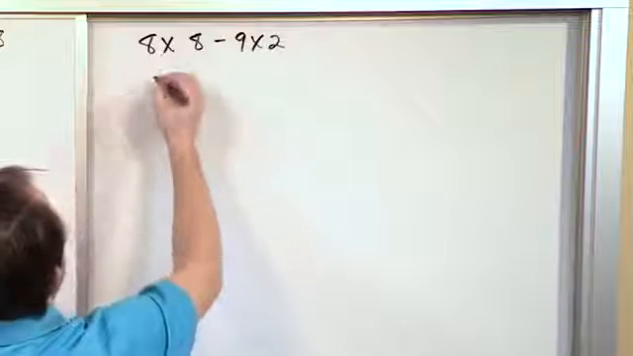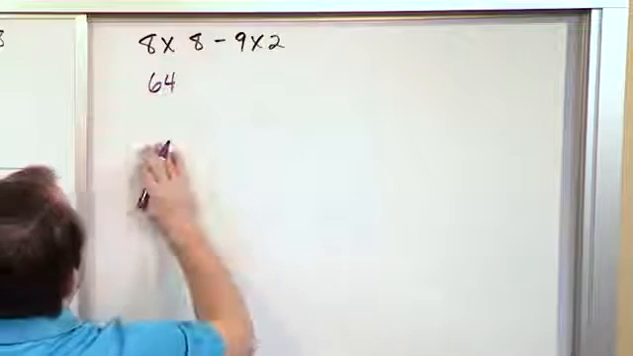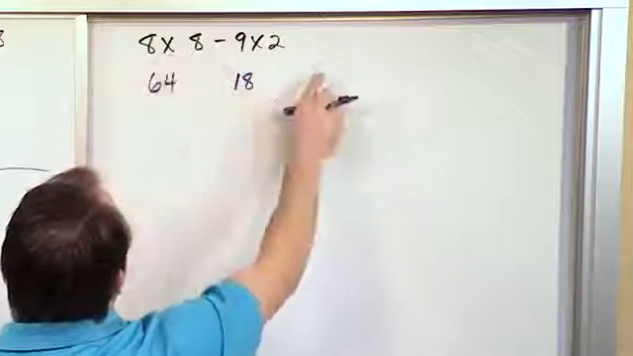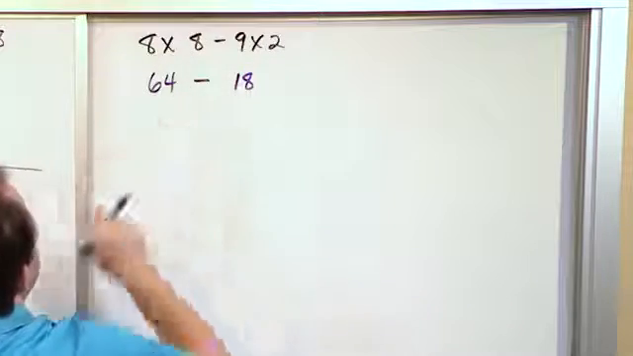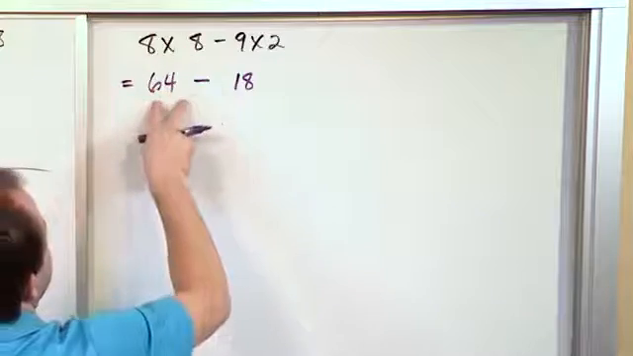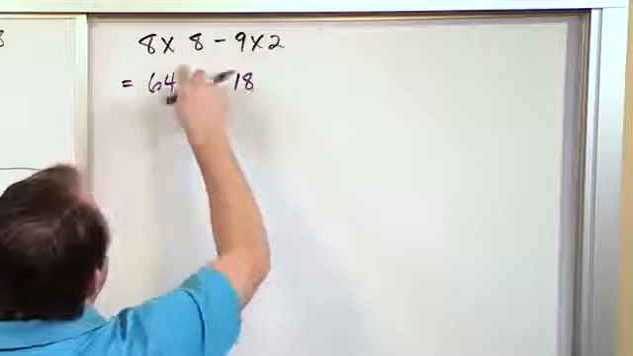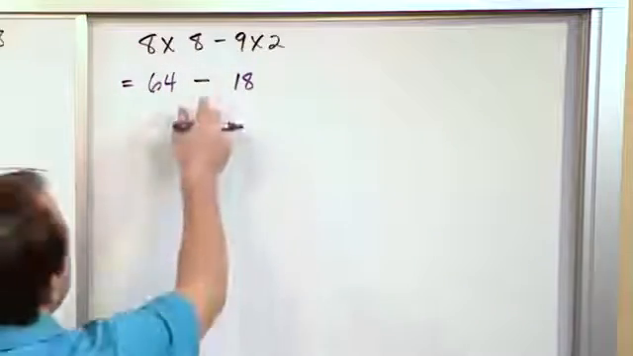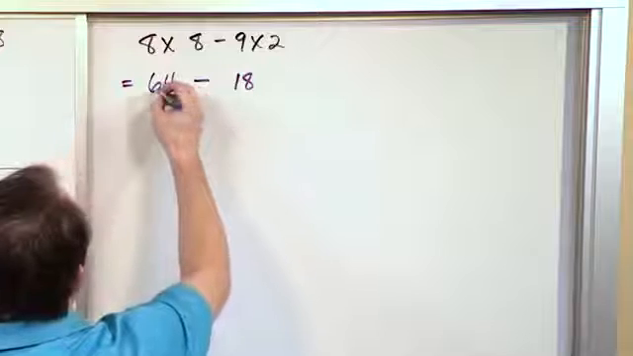8 times 8 is 64, right? 9 times 2 is 18. So we can do all this at once, and they're linked by the subtraction that has to come later. You see what I mean? So we do this to make 64, we do this to make 18, because we're reading left to right and we're doing the multiplication or division. But any subtraction or anything like that that's happening, we wait till later.